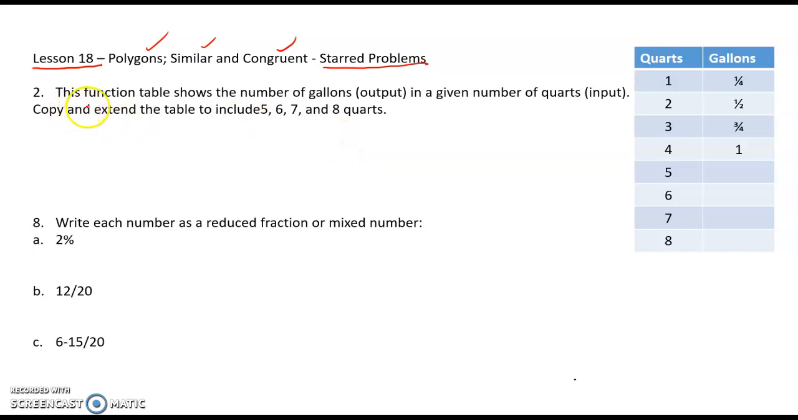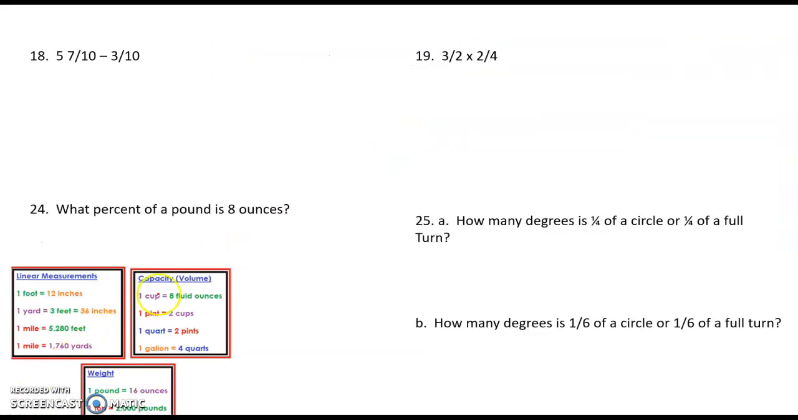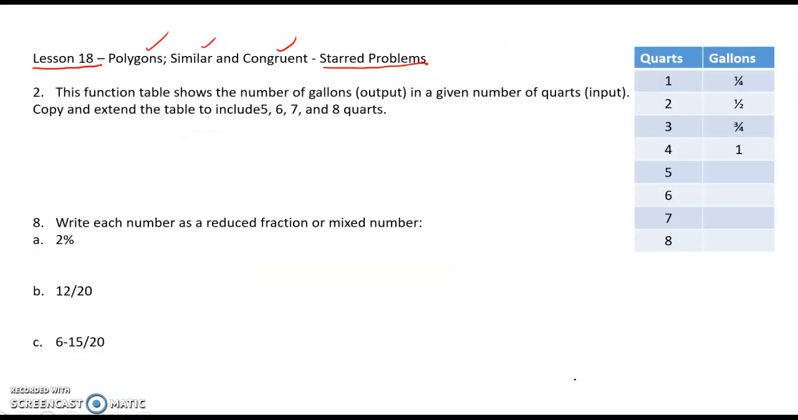So, number 2, this function table shows the number of gallons output and a given number of quarts input. Copy and extend the table to include 5, 6, and 7 quarts. What we know is that 1 gallon is equal to 4 quarts.